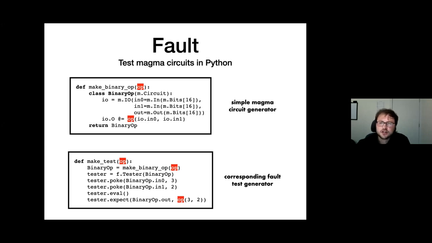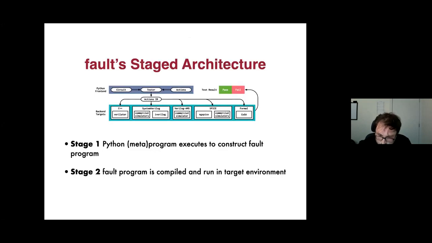So, but the high level concept is that the same parameters that you would pass into the generator, you would also pass into the test bench in order to test a particular version of the generated module. And the way this works is that fault uses an architecture where execution is performed in stages. So in the first stage, the Python program is executed to construct essentially this fault program.